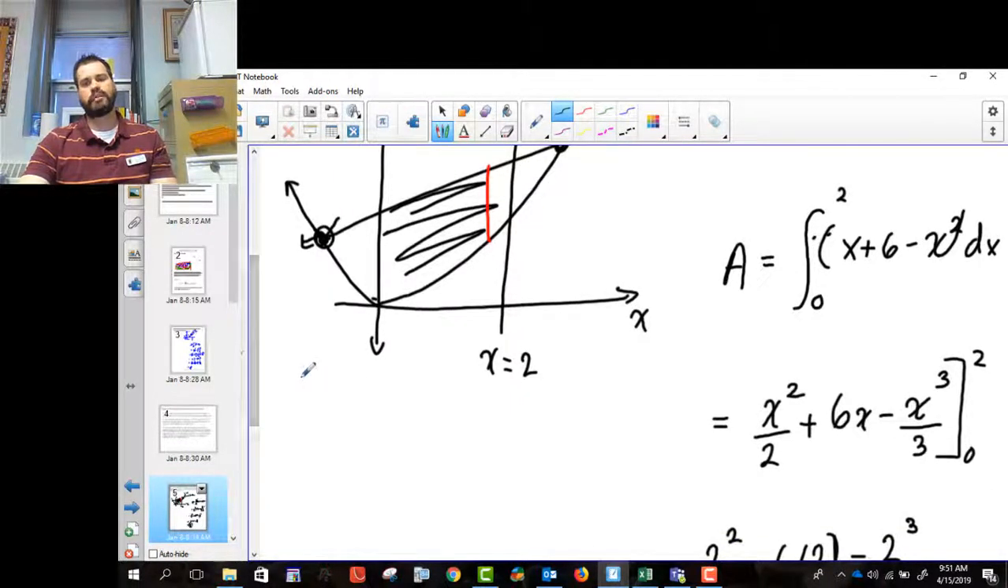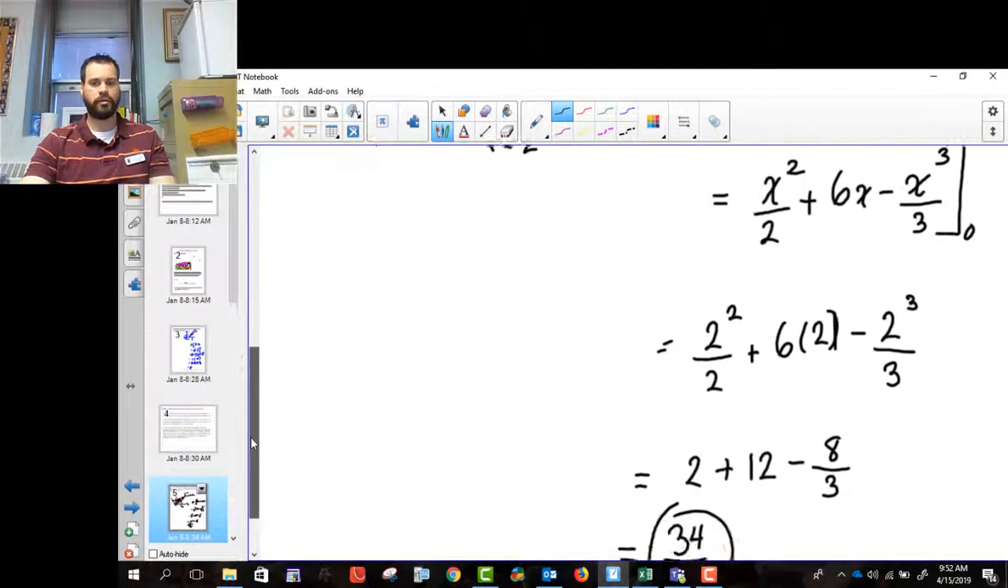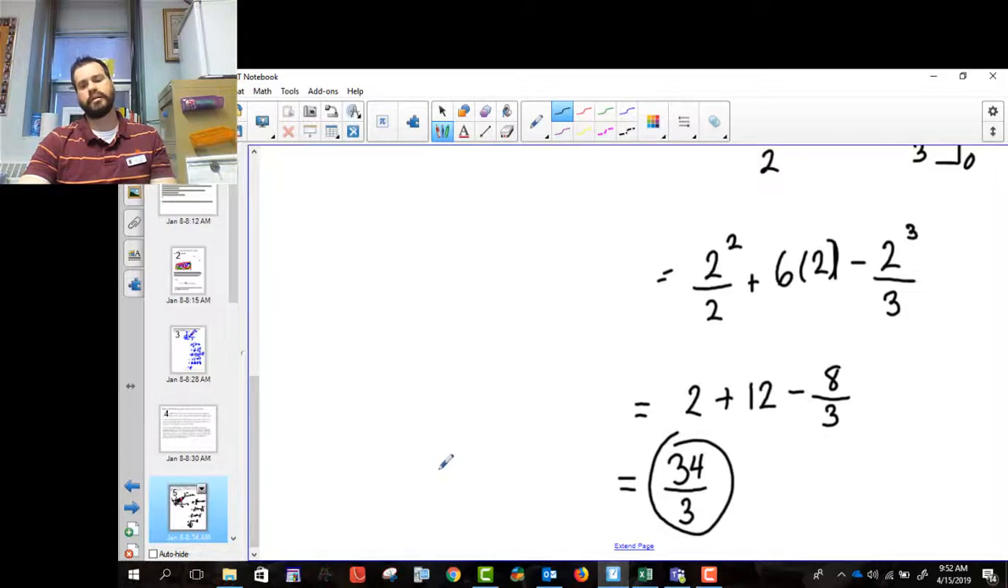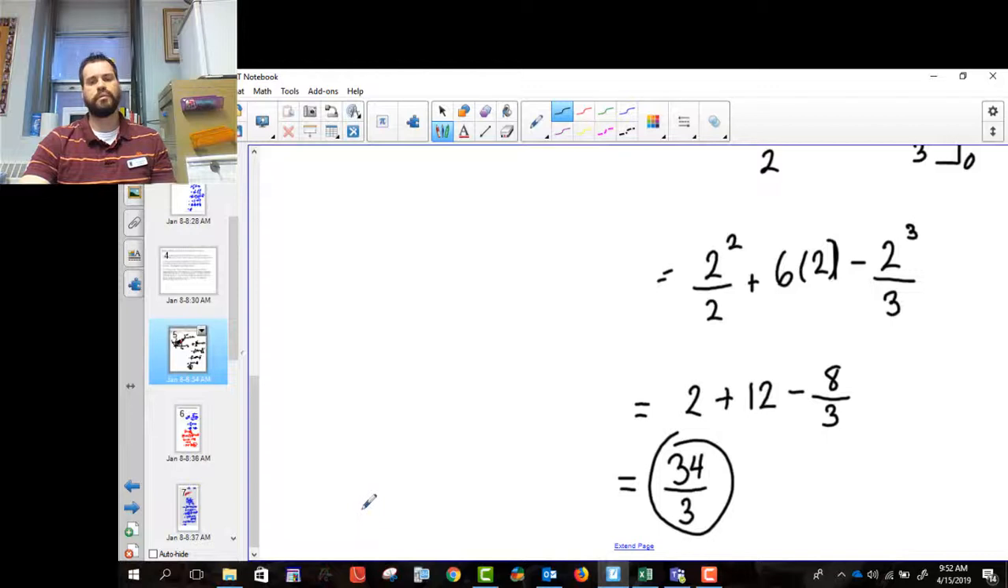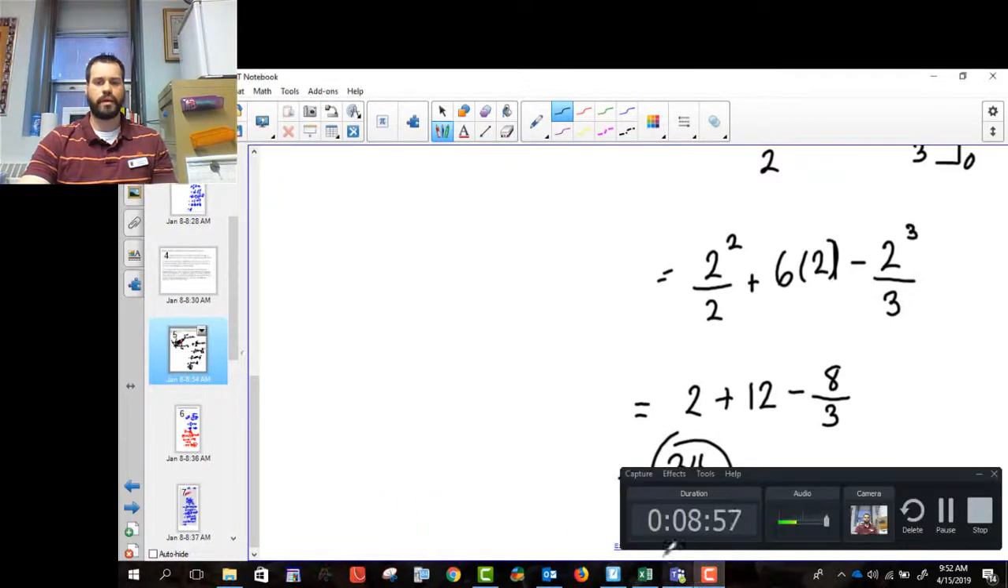And so you integrate x squared over 2 plus 6x minus x cubed over 3, you plug in 2 and you plug in 0. Plugging in 0 results in 0 because all of these x's would be 0. So we'll just plug in 2 and figure out what that gives me. And there's my answer. It's 34 over 3. All right, so if you use your calculator to do it, you just get that answer probably as a decimal, so you might have to ask your calculator to do it by converting it to a fraction afterwards.